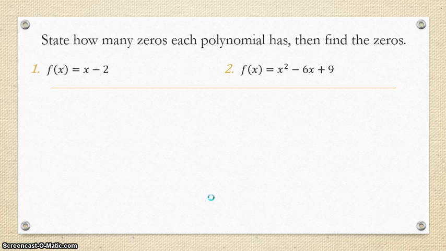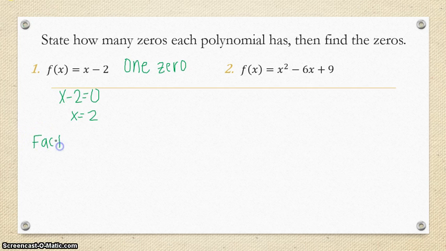State how many zeros each polynomial has, then find the zeros. So on this first one, this is 1st degree, so it has 1 zero. To find that, I'm going to set this equal to 0. So x minus 2 equals 0, which means x equals 2. Factors, there's really just going to be the one. It's x minus 2. Zeros, again, there's only the one.